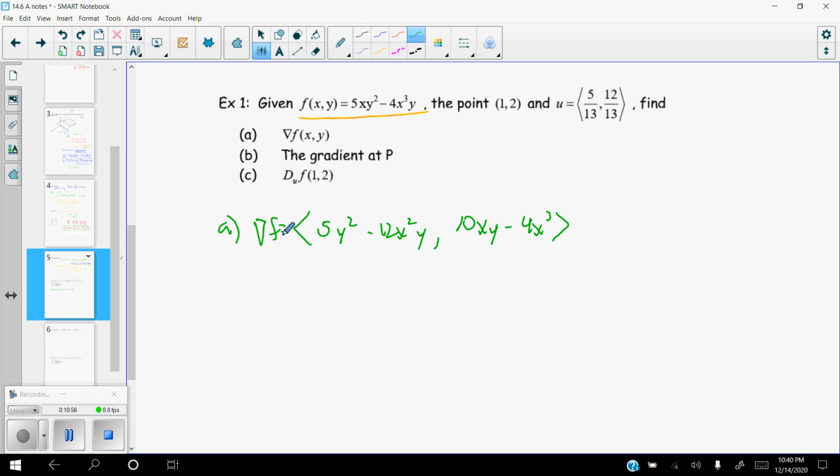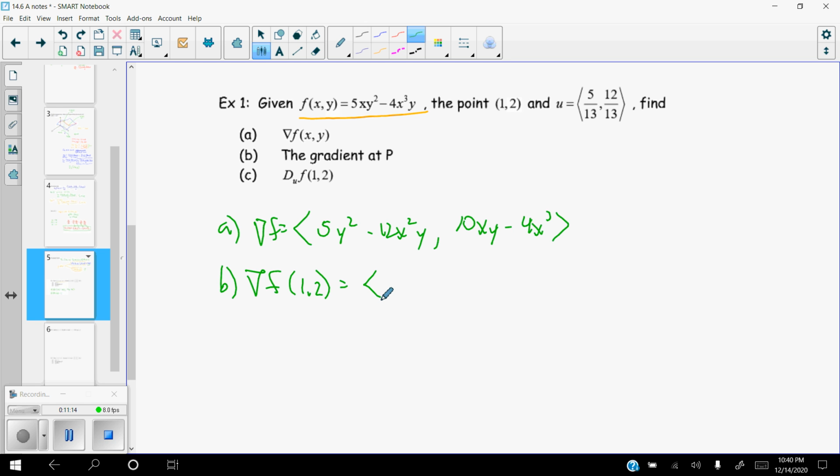That's the partial with respect to x. The partial with respect to y is 10xy minus 4x cubed. That's the gradient of f. Now I want the gradient at the point P.